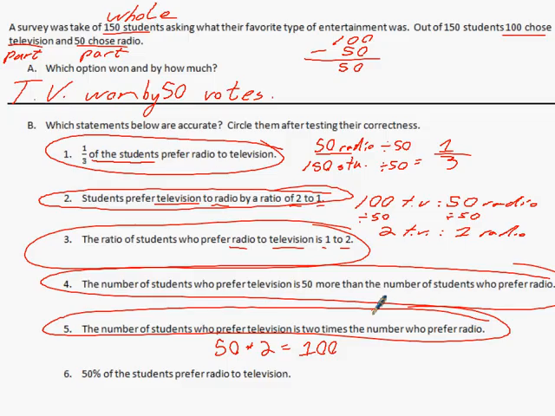6. 50% of the students prefer radio to television. Well, this is the same exact statement as number 1, except the number is swapped. Instead of a fraction, we have a percent. So if this is correct, then that fraction should turn into 50%. 1/3 is 33%. So no, that does not work. So 1, 2, 3, 4, 5 work, 6 does not.